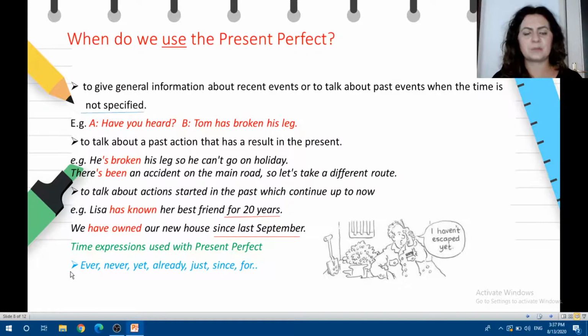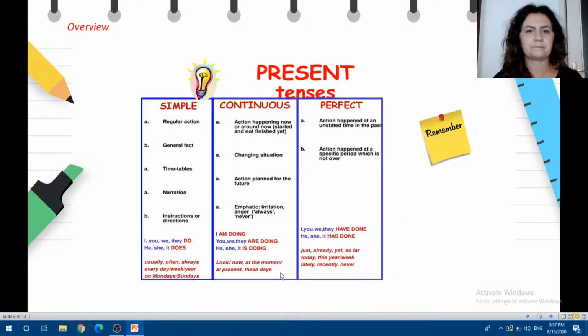Other time expressions used with the present perfect tense are ever, never, yet, already, just, since, and for. Here is an overview or a summary of the use of the present tenses, and you can see when do we use these three present tenses.